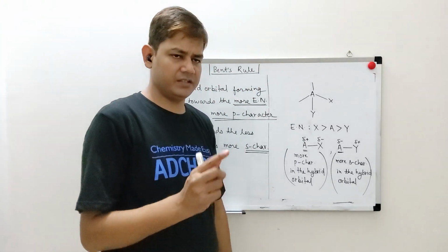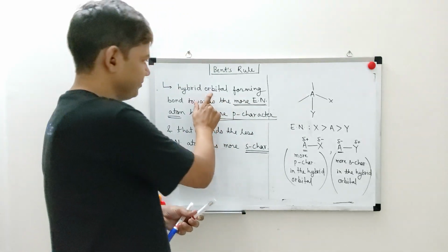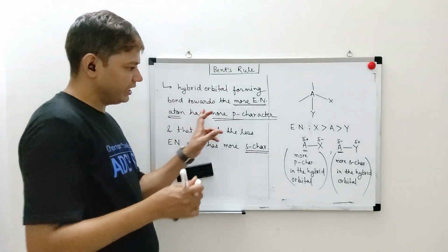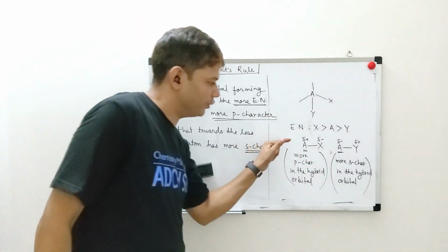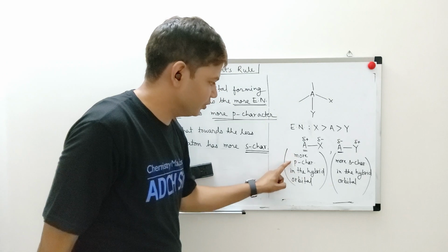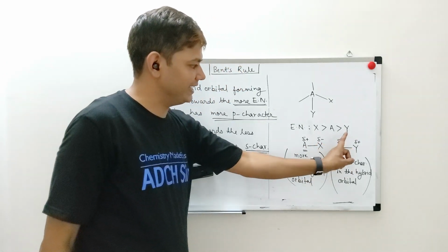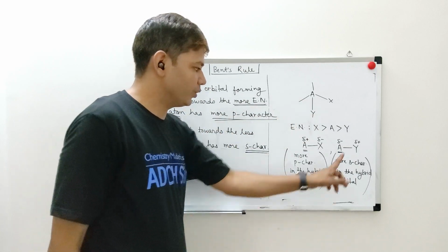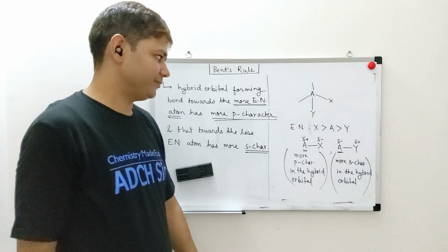So it's very straightforward now. I think now this statement should be clear. Let us relate this statement and look at this example. Whenever we have a bond towards a more electronegative atom, the hybrid orbital has more p character. And for the bond towards a less electronegative atom, Y is less electronegative than H, the bond towards the less electronegative atom has more s character in the hybrid orbital.